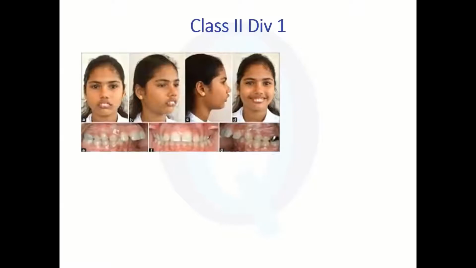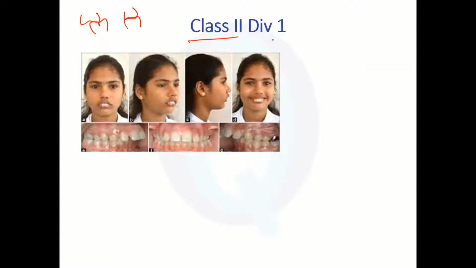Next, we are going to discuss class 2 malocclusion. What is class 2 malocclusion? Class 2 malocclusion is when there is a class 2 molar relationship. A class 2 molar relationship is when the distobuccal cusp falls into the groove. Also, when there is an end-on, it is also considered class 2. Now, it has two divisions, division 1 and division 2.